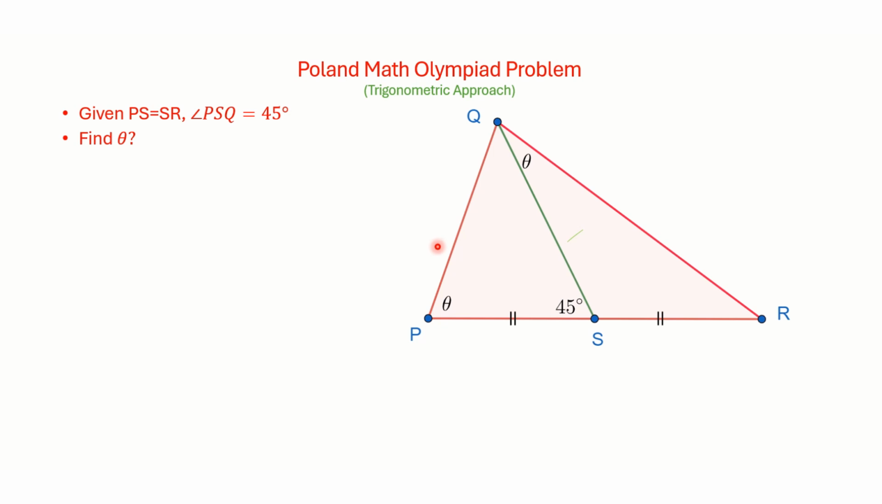Hello friends, in this problem a triangle is given, and this triangle is PQR, and on side PR there is a point S such that distance PS is equal to distance SR. So, this is given in the problem, and we have also been given that angle PSQ equals 45 degrees. That is, this angle is 45 degrees.